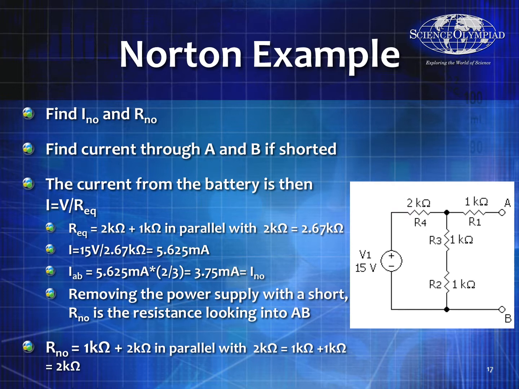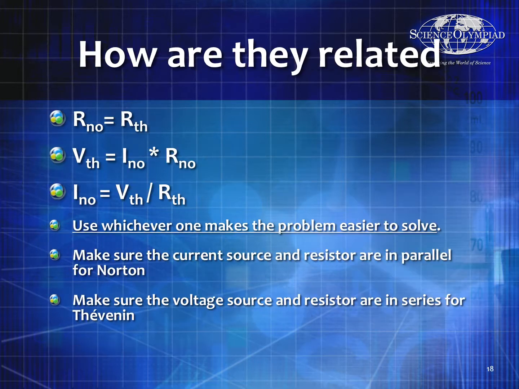Okay, now one thing that you probably noticed real fast is, wait a second, that R Norton was the same R as R Thevenin, and that is correct. So R Norton will always be equal to R Thevenin. V Thevenin will be equal to I Norton times R Norton, and I Norton will be equal to V Thevenin divided by R Thevenin. So you can use whichever one makes the problem easier to solve. Make sure that the current source and resistor are in parallel for Norton, and make sure the voltage source and resistor are in series for Thevenin.